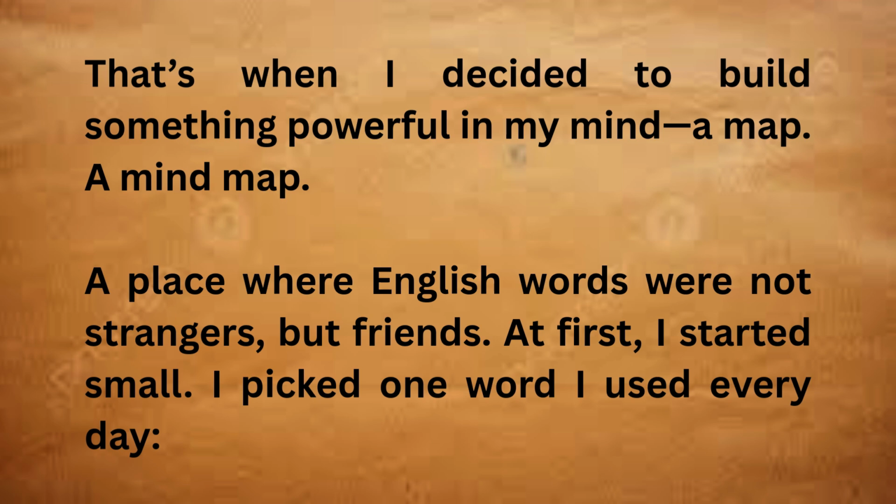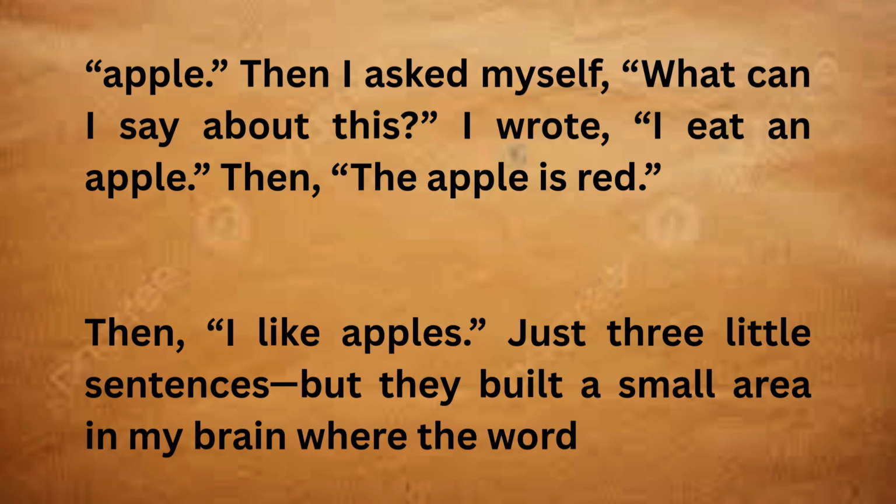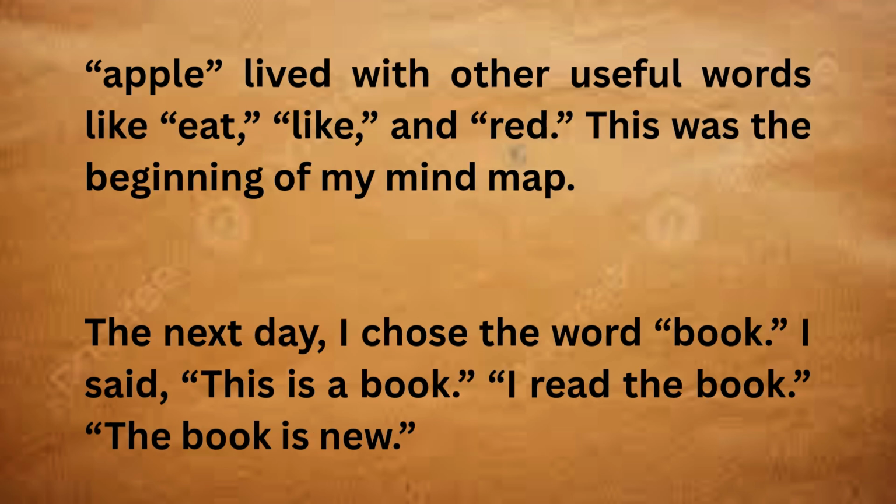At first, I started small. I picked one word I used every day, apple. Then I asked myself, what can I say about this? I wrote, "I eat an apple." Then, "The apple is red." Then, "I like apples." Just three little sentences, but they built a small area in my brain where the word apple lived with other useful words like eat, like, and red. This was the beginning of my mind map.